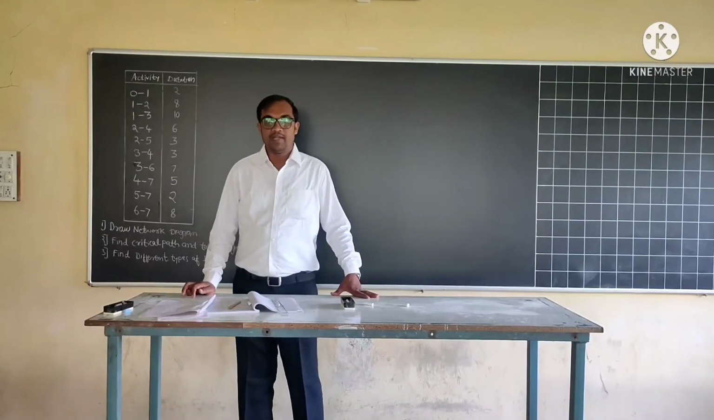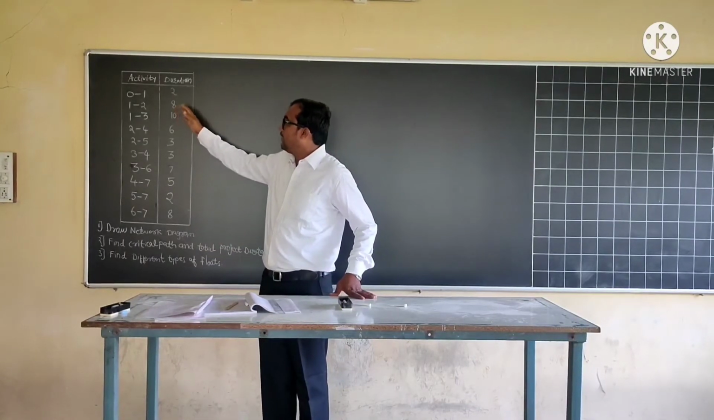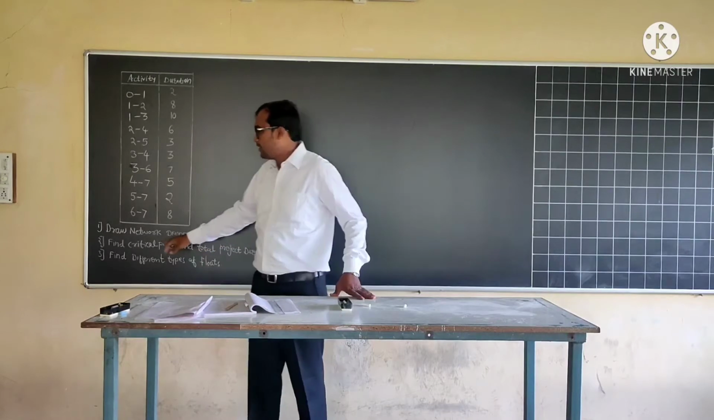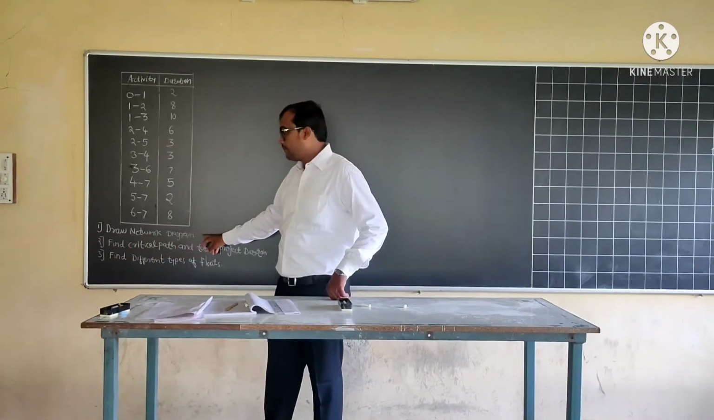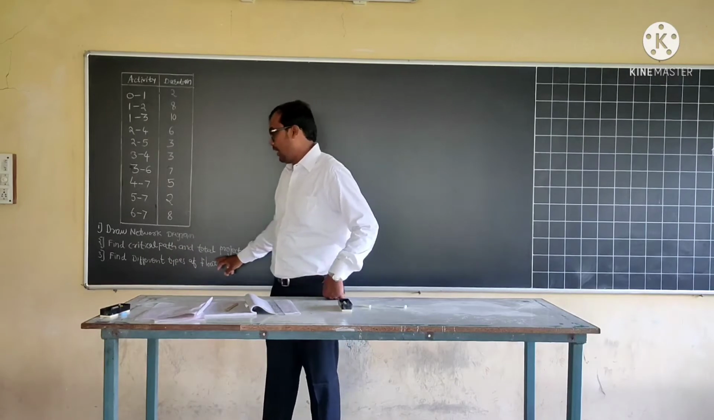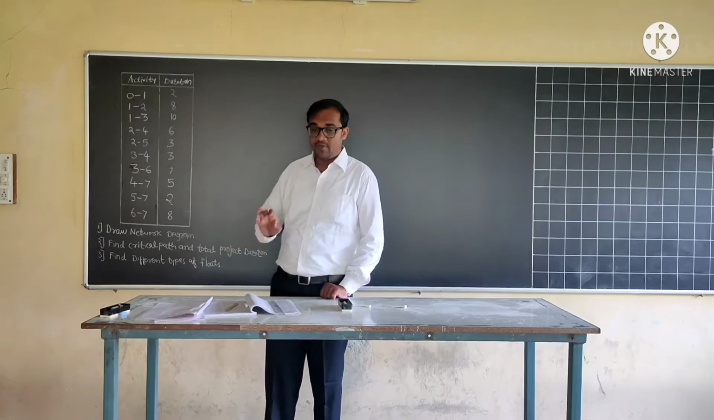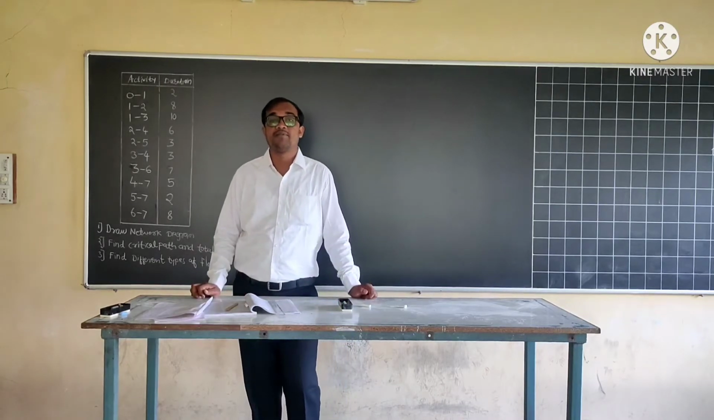Today we have a data. Depending upon this data, like activity and its duration, we have to first draw a network diagram, then find a critical path and total project duration, and lastly find different types of floats. So in this video we are focusing mainly on different types of floats.